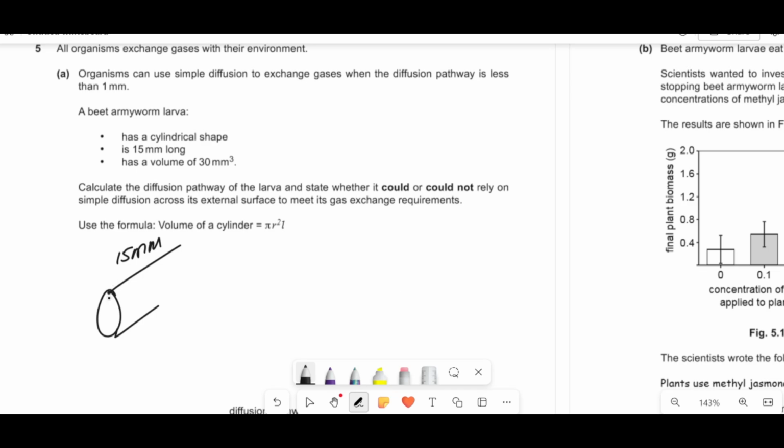So if we're looking for the diffusion distance, it's got to go in like this to the core, to the middle, right? To the center. It's got to go through here. So in order to do that, we need to find the distance from the outer part to the innermost bit here in the middle, because obviously we're not going to go all the way, it's just back out, right? So we need to find the radius.